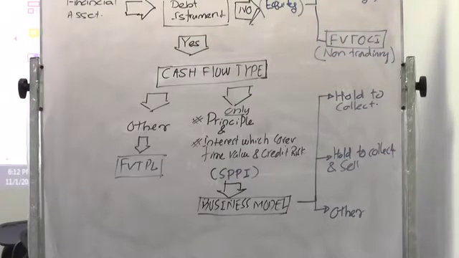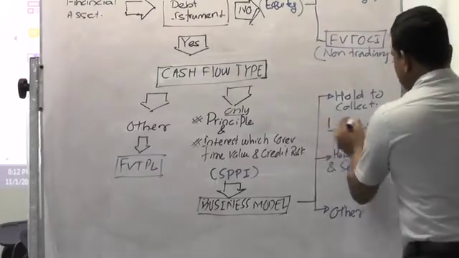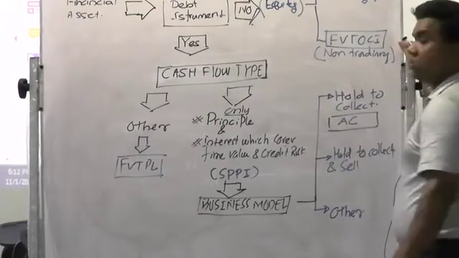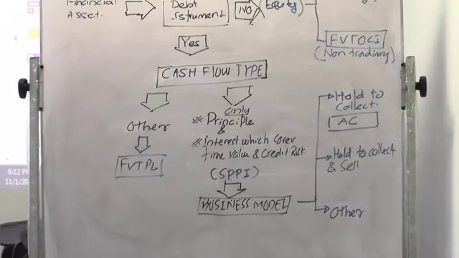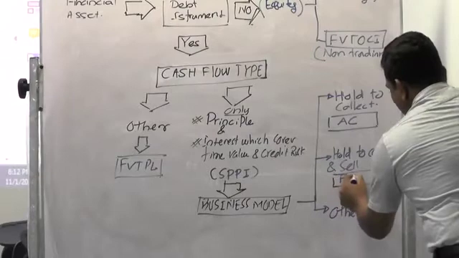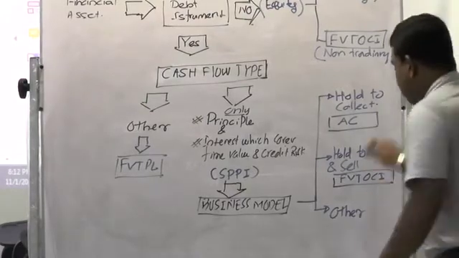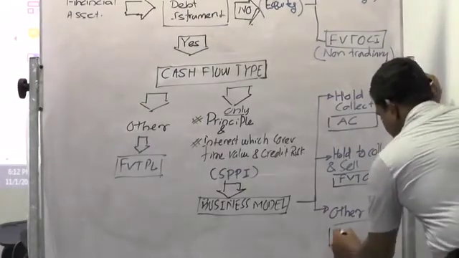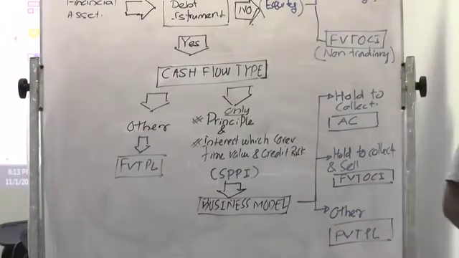Sell category is called other. If your model is hold to collect, you will measure it at amortized cost, AC. If it is hold to collect and sell, both keep and thereafter sell, you will measure it at fair value through OCI. If it is other, fair value through P&L. This is the classification of financial assets.